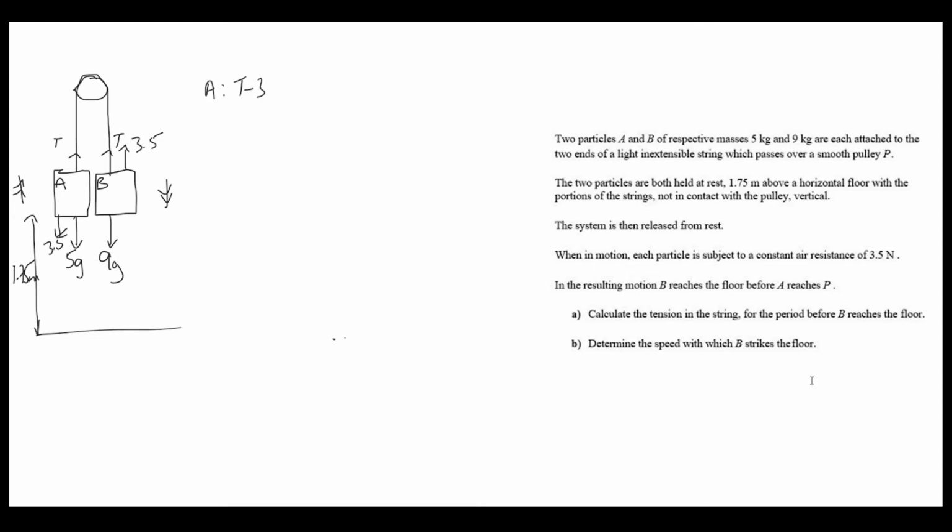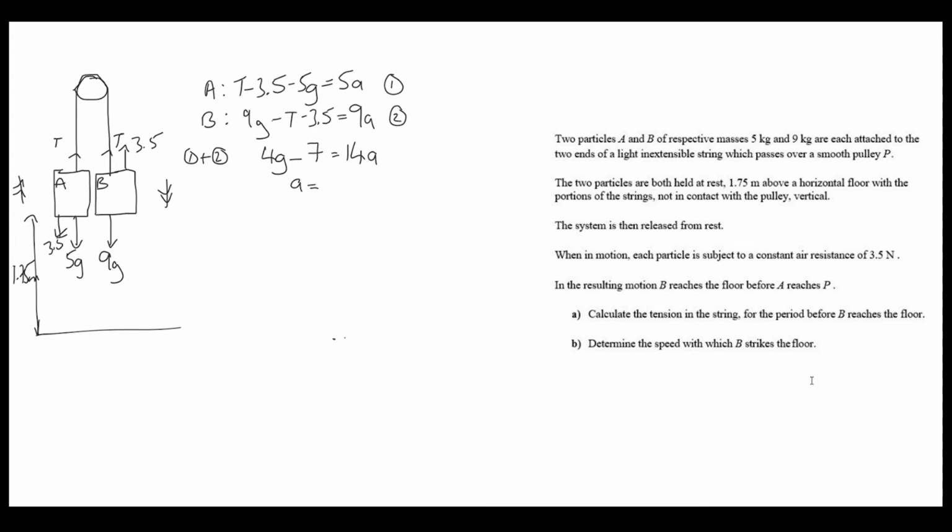So, using Newton's second law, the resultant force is going to equal mass times acceleration. T is a positive force, 3.5 and 5g are both negative. So, the resultant force equals 5a. For particle B, 9g minus T minus 3.5 equals 9a. So these two equations, I can add them together to eliminate T, and that allows me to solve for a. So eliminating T gives us 4g minus 7 equals 14a.